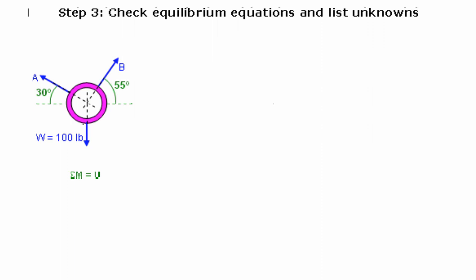The forces act in more than one direction, so we will have to write 2 equations of force equilibrium. The directions of all the forces are known, but the magnitudes A and B are unknown. So there are 2 independent equations of equilibrium and 2 unknowns.